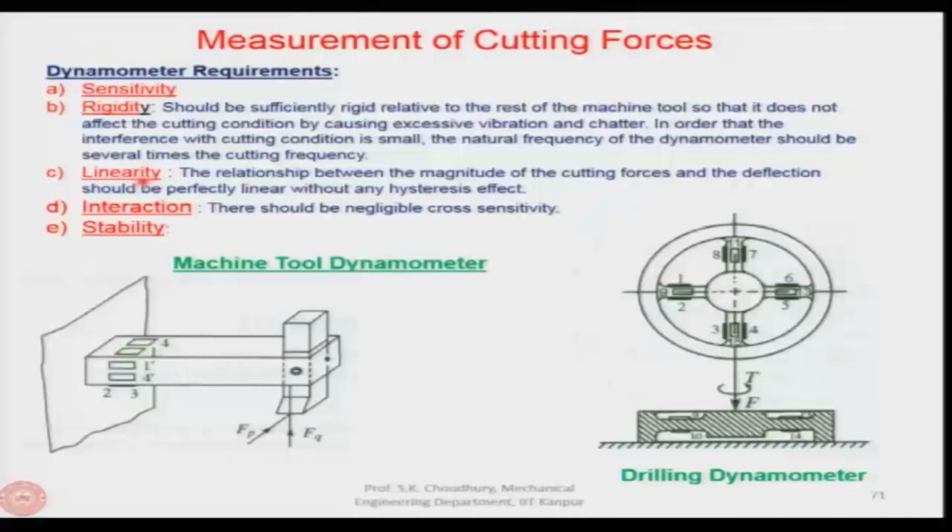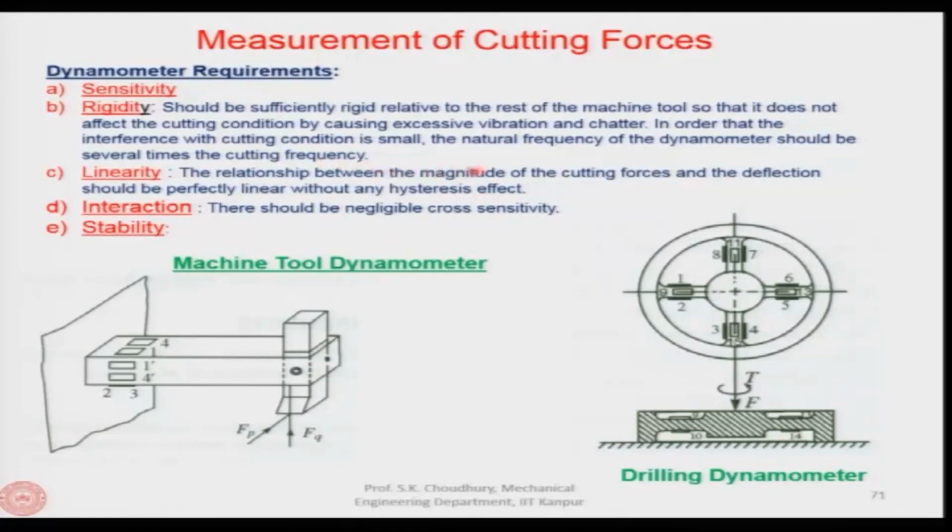Third requirement is the linearity. The relationship between the magnitude of the cutting forces and the deflection, which is called the linearity, should be perfectly linear without any hysteresis effect. This you understand that as it goes up, it will come back along the same line. So, there is no hysteresis there.